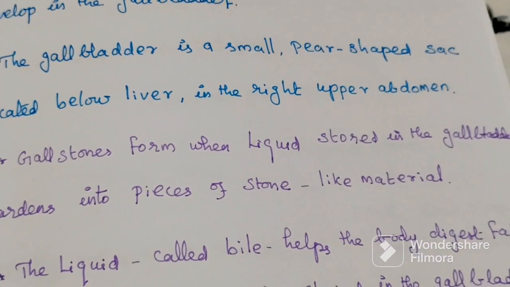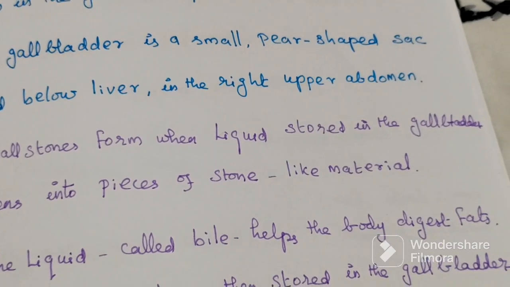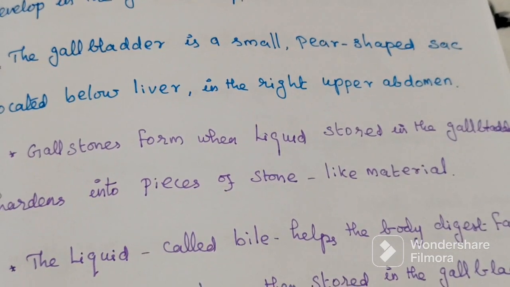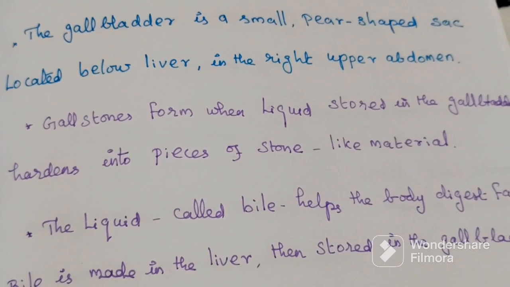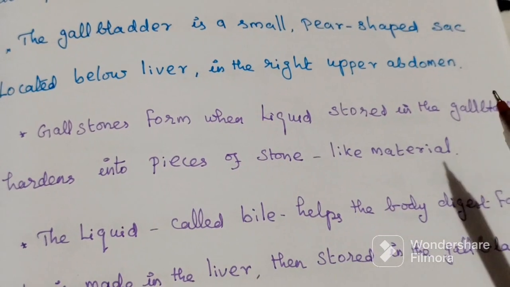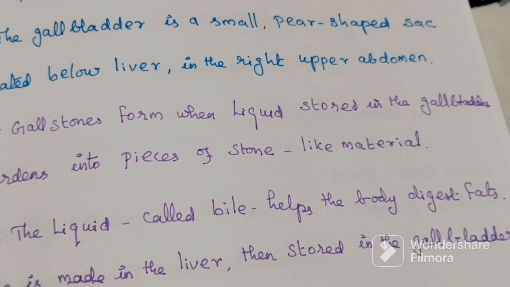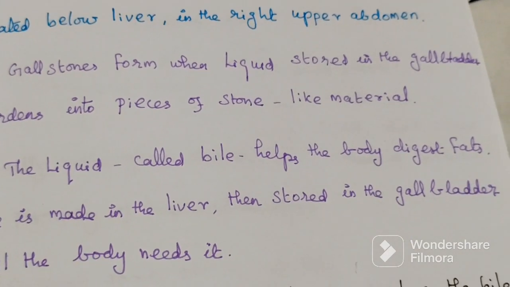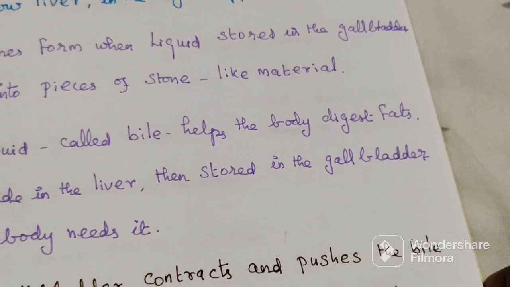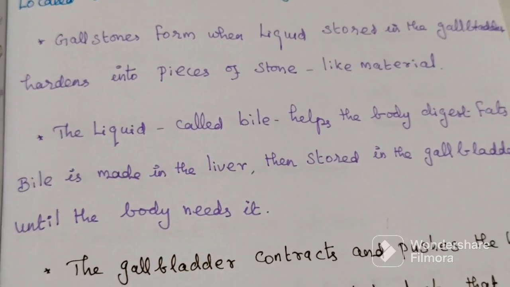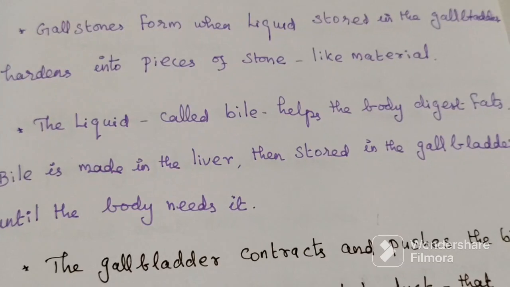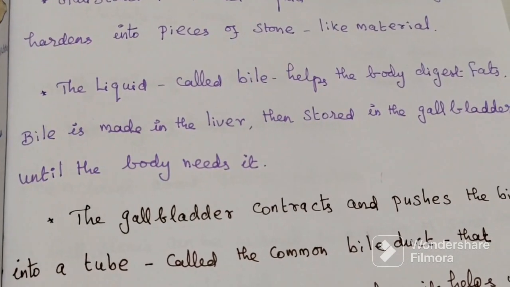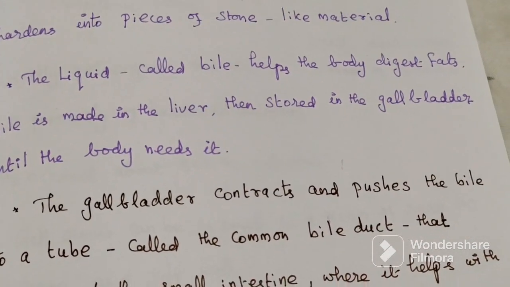Gallstones form when liquid stored in the gallbladder hardens into pieces of stone-like material. The liquid is called bile, and it helps the body digest fat. Bile is made in the liver, then stored in the gallbladder until the body needs it.